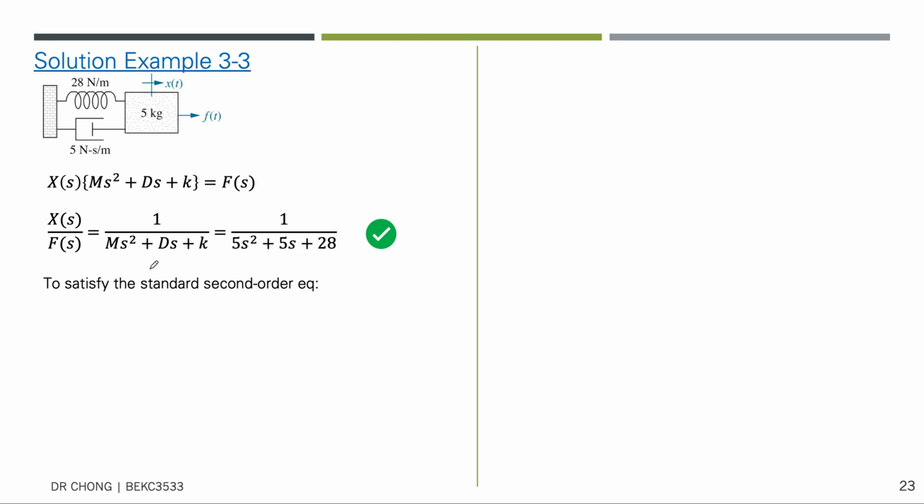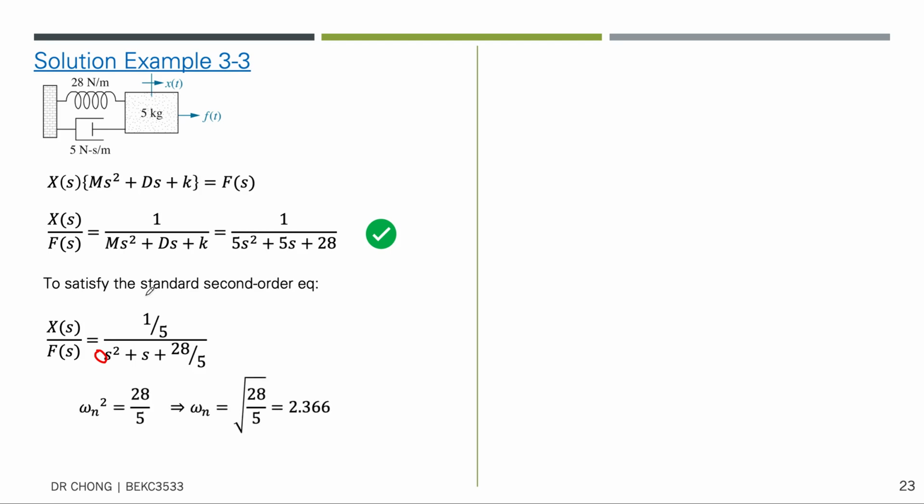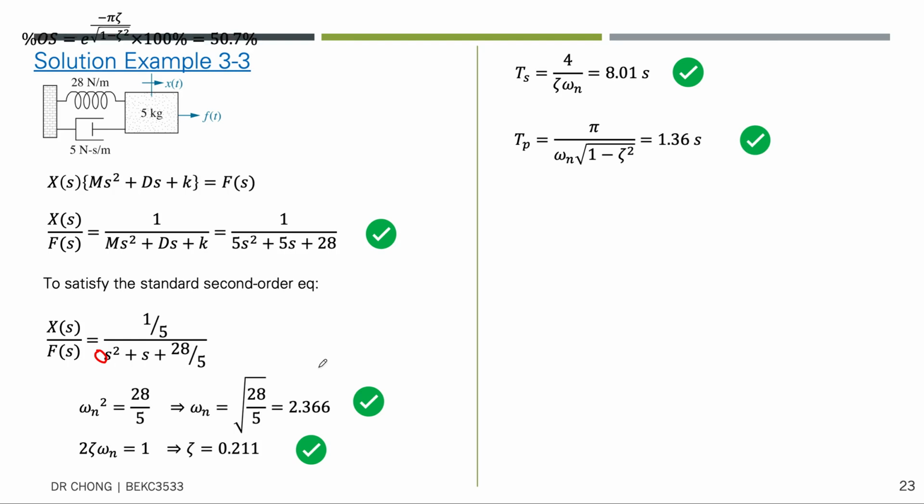So for this open loop second order system, output versus input, to satisfy the standard second order system, you need to get this first. Make sure there is nothing in front of your s square. So from here only you can use the formula s square plus 2 zeta omega n s plus omega n square. Then you get the value of omega n and so the zeta. So from here you can use the formula to calculate the settling time, the peak time, and the overshoot as well. So like I said, for this question we do not have the responses, so we choose to use this formula.